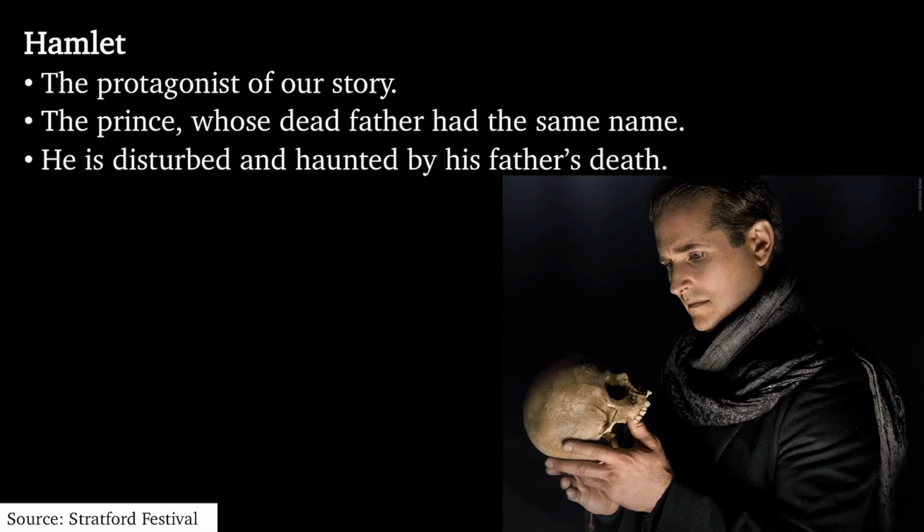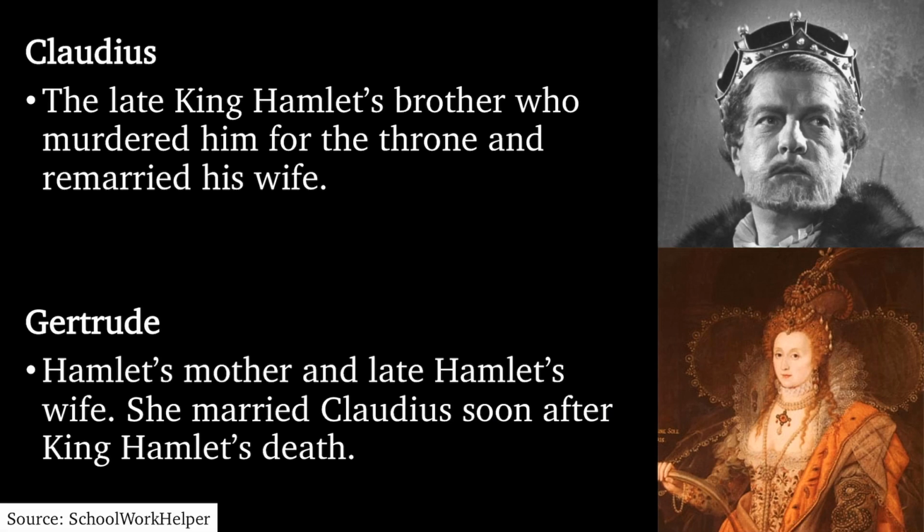So now on to the main characters. Firstly, we have Hamlet, who's the protagonist of our story. He is the prince whose dead father had the same name, King Hamlet, and is very disturbed and haunted by his father's death. We then have King Claudius. He's the late King Hamlet's brother who murdered him for the throne and remarried his wife. We also have Gertrude, who is Hamlet's mother and the late King Hamlet's wife, and she married Claudius soon after King Hamlet's death.